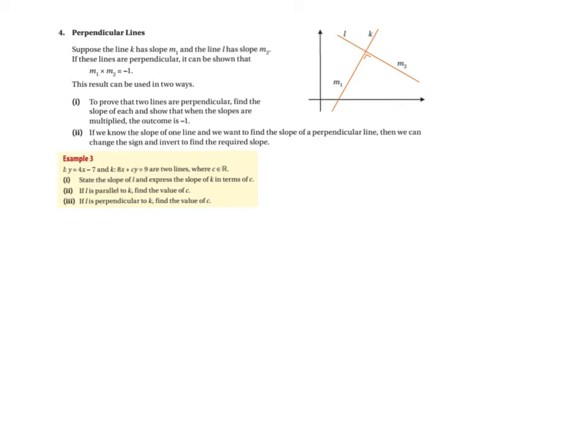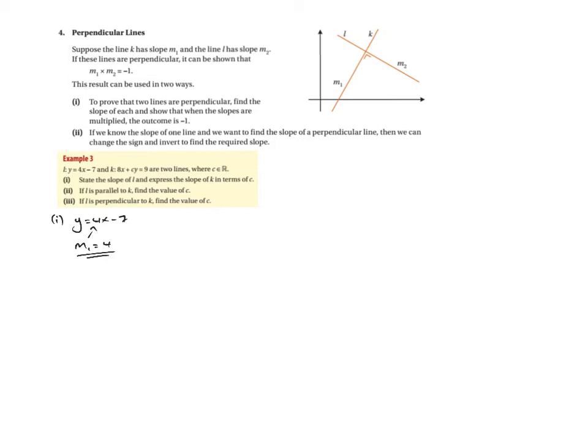It says that y is equal to 4x minus 7, and the second line is 8x plus cy is equal to 9. And we've got to try and state the slope of L and express the slope of K in terms of C. So L should be very straightforward, so we can see that what we have here, let's just go to I. So we have y is equal to 4x minus 7. Well, the slope is just that, so m1 is equal to 4. Okay, remember the slope of the form y is equal to mx plus c there.